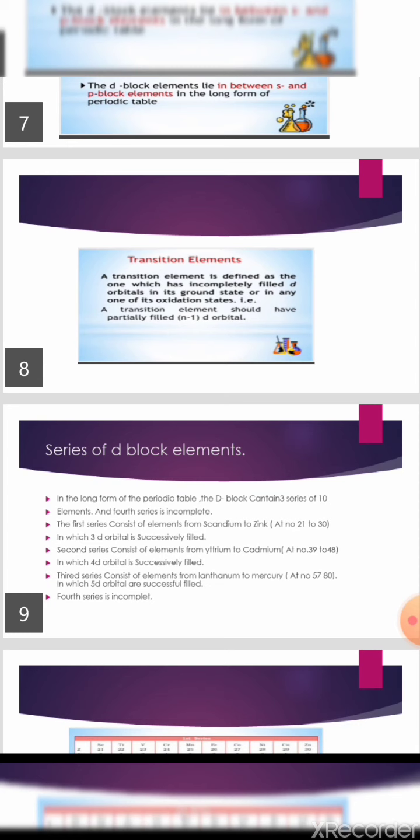Transition elements. The d block elements are also called transition elements because the elements of d block have intermediate properties between s block and p block, hence the d block elements are called transition elements.